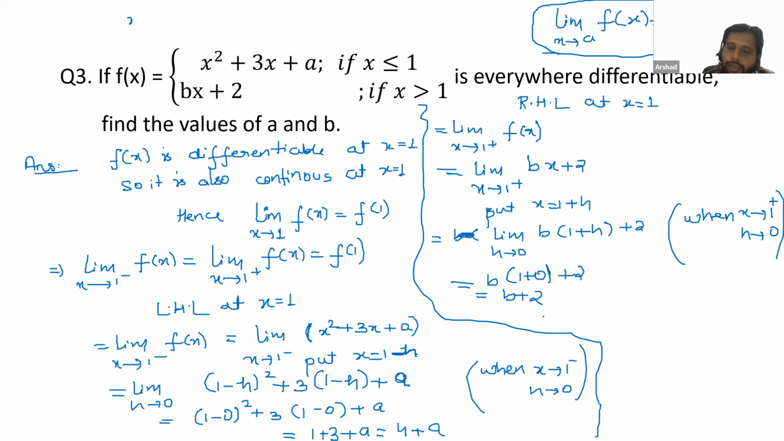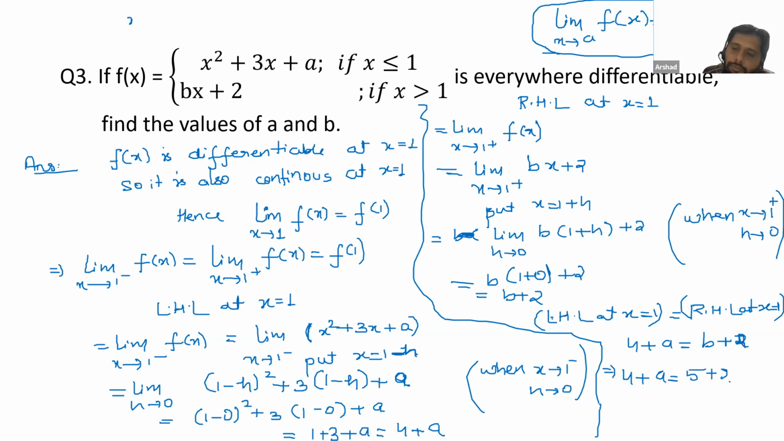Now we know that LHL at x equals 1 is equal to RHL at x equals 1, because it is continuous and the limit exists. We have already written this. The LHL you are getting is 4 plus a, and the RHL is b plus 2. What is the value of b we found in the previous slide? 5. So 4 plus a equals 5 plus 2, where b equals 5. So a equals 7 minus 4, a is equal to 3.